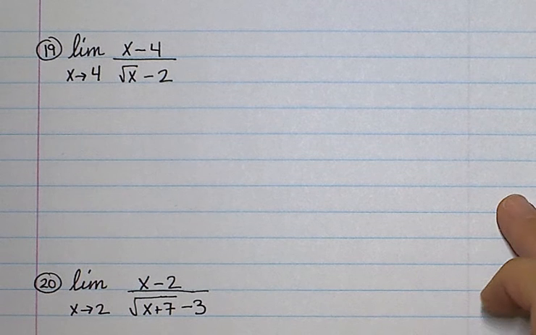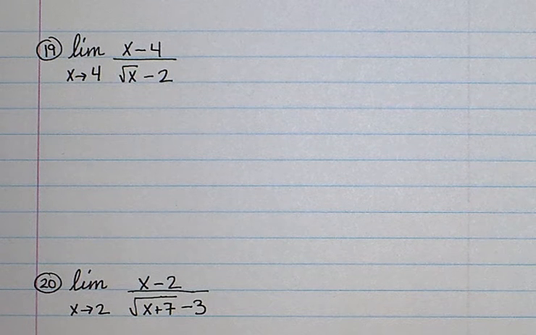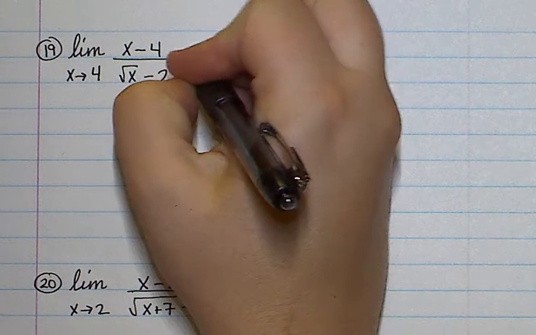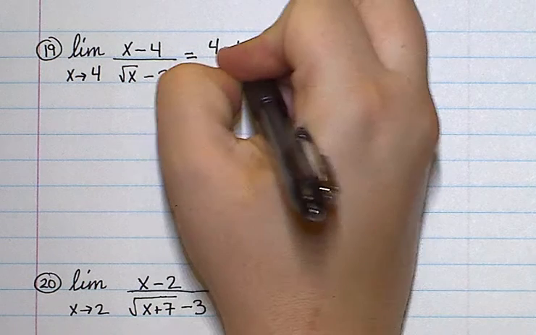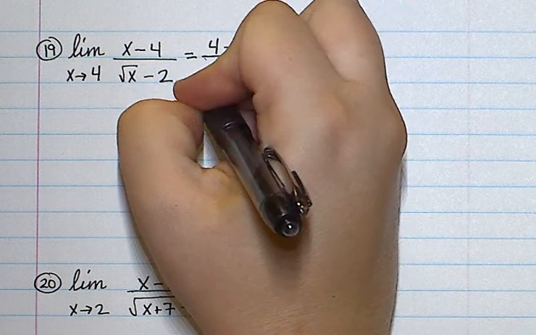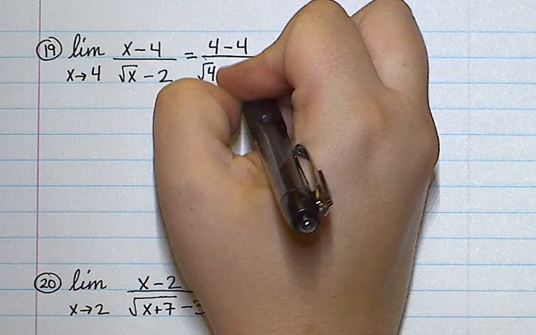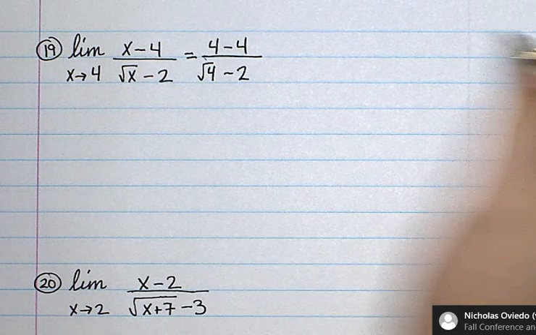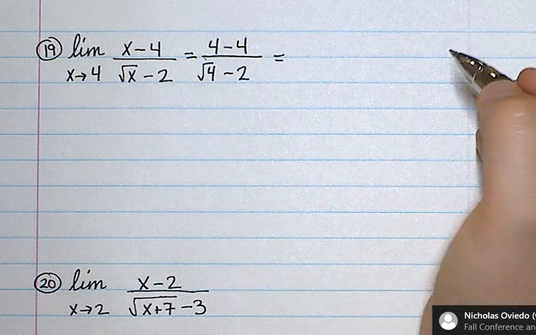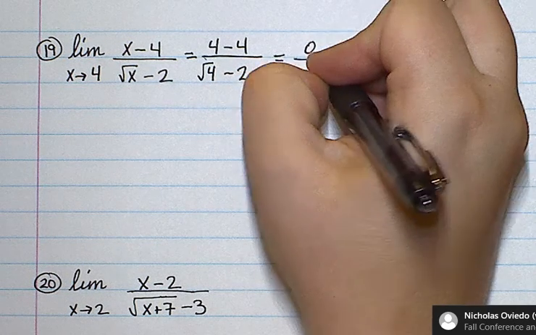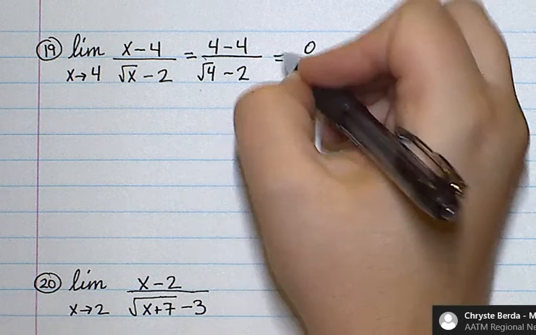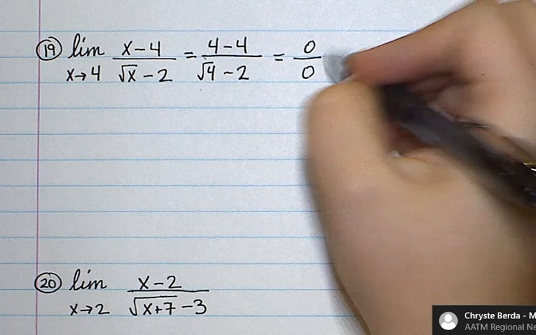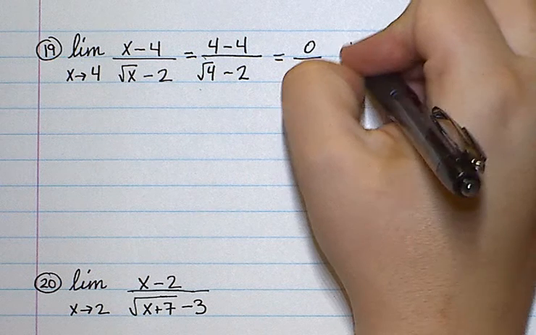So I have a limit to evaluate, so the first thing I try is direct substitution. So I let x equal 4, and I say 4 minus 4 on the top, and square root 4 minus 2 on the bottom. 4 take away 4 is 0. The square root of 4 is 2. 2 take away 2 is 0. 0 over 0 gives us indeterminate form.